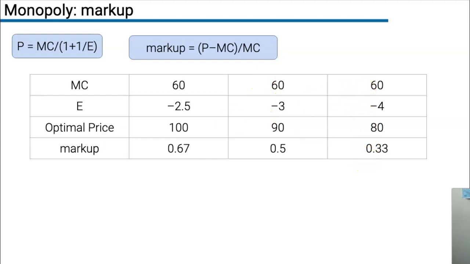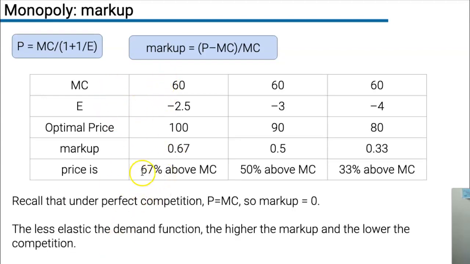What does the markup stand for? It can be interpreted as follows. In the first example, in the first market, we're charging 67% above the marginal cost. In the second example, it's 50%. The optimal price is 50% above the marginal cost. In the last example, it's only 33% above the marginal cost.